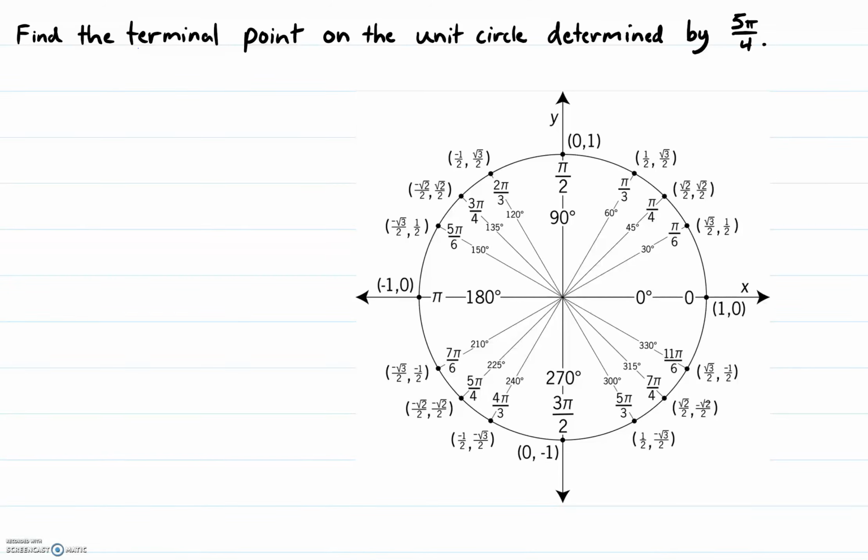In this video, we're going to find the terminal point on the unit circle determined by the angle 5 pi over 4 radians. In general in this class, if you're given an angle and it has pi in it, you pretty much know that it's always going to be a radian measure, even if it doesn't specifically say radians after that. So keep that in mind when you go to put things into your calculator. If it has a pi, be sure you're in radian mode. If it has a degree symbol, be sure you're in degree mode.